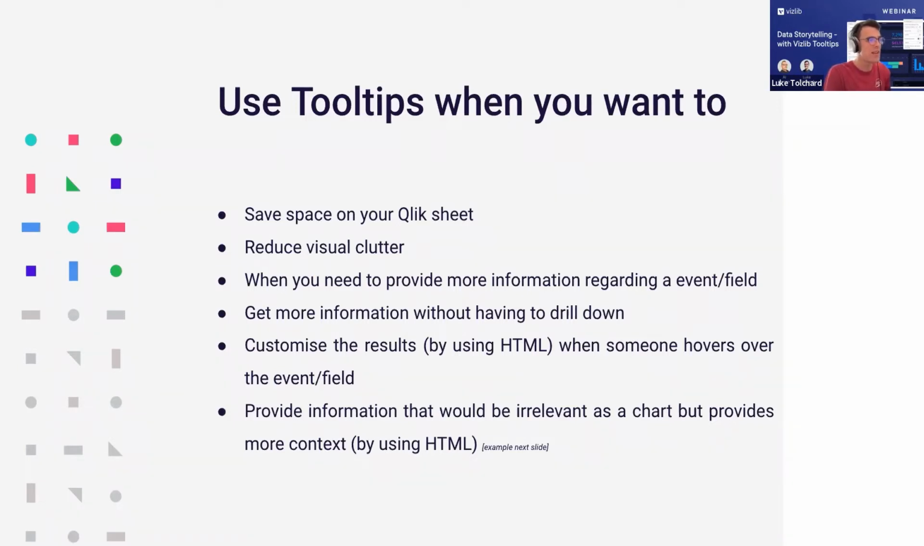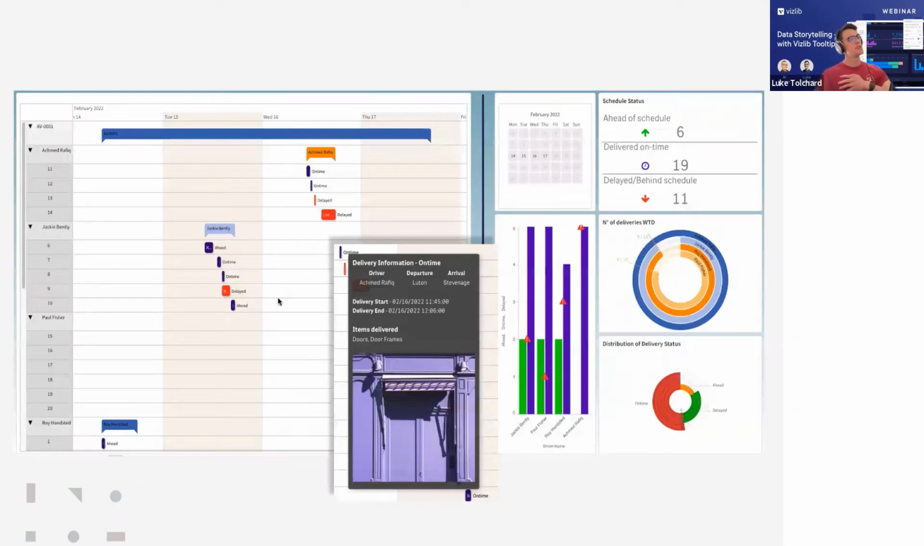Again, I have an example on this slide. So, for instance, here I have a large Gantt. I have my calendar object, KPI, activity gauge, pie chart, bar chart, but I've managed to save some space on here by having relevant information regarding this event. So I can see when hovering over it, it was this one from Ahmed.